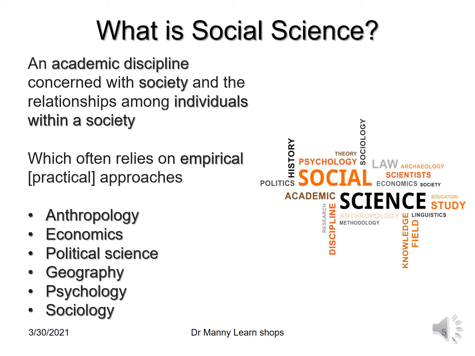So what is social science? Social science then is an academic discipline concerned with society and the relationships among individuals within that society. That's you. And it often relies on empirical or practical approaches which are dealt with through anthropology, economics, political sciences, geography, psychology, and sociology. All aspects that we'll be touching on.